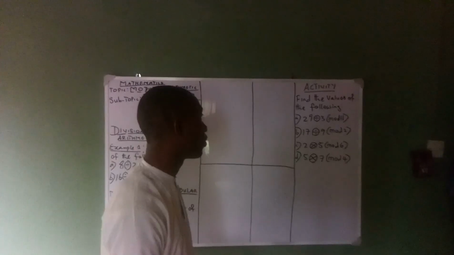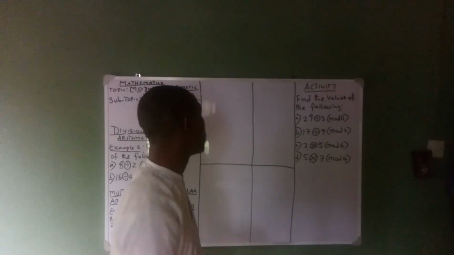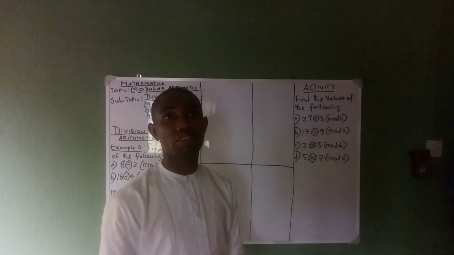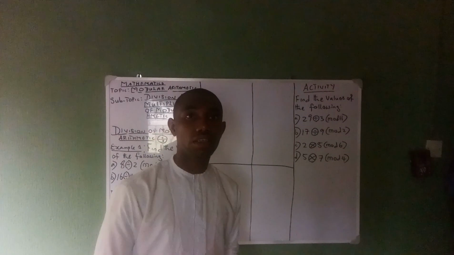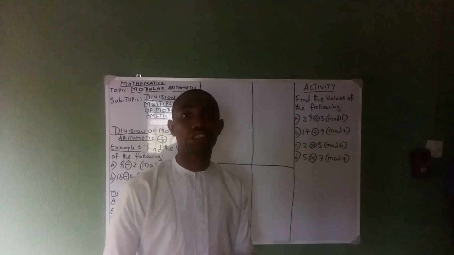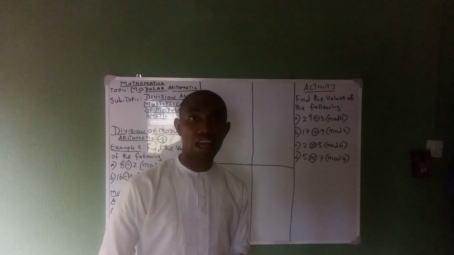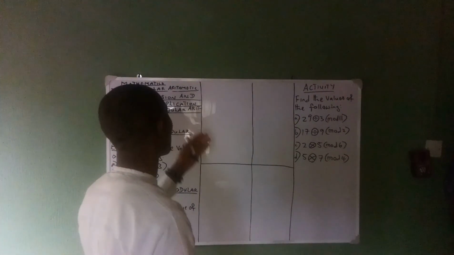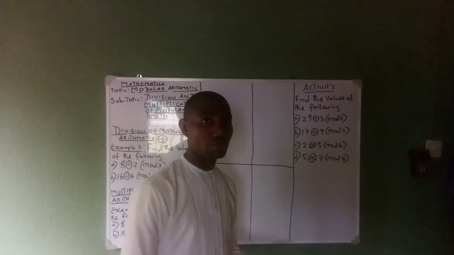If we could really recall at the initial time we started this, we started with modular arithmetic of a cyclic event, and from there we progressed to addition and subtraction on modular arithmetic. Now, today we are looking at the division and multiplication part of this modular arithmetic.